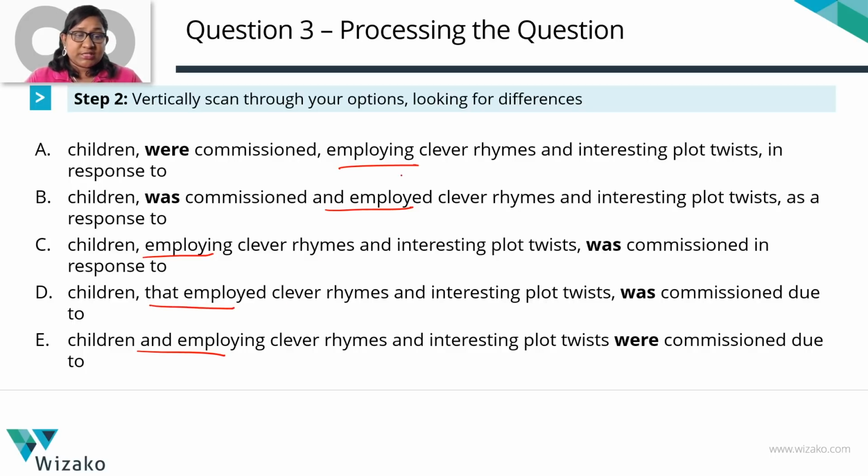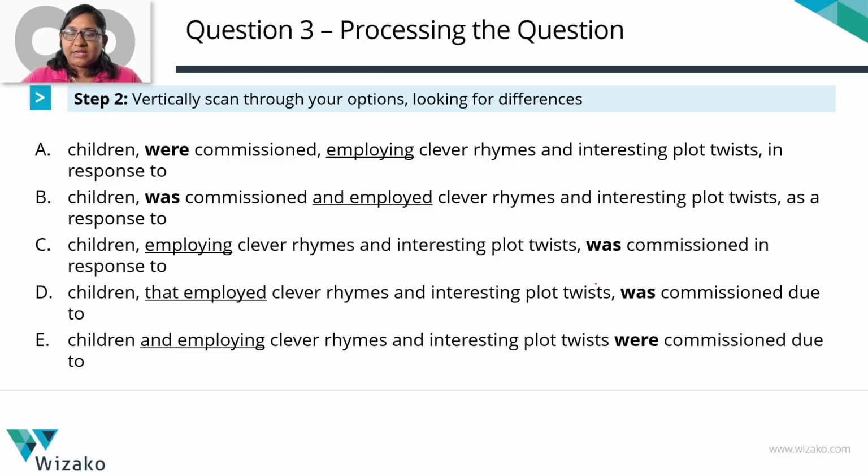You also notice where it is in the sentence. Is it after commission? Is it after children? The construction of the word employed is different. The placement of this construction in the sentence is also different. So there are 2 things to watch out for here: placement of this phrase and how you are beginning that phrase. So that's another difference across your options. Anything else?